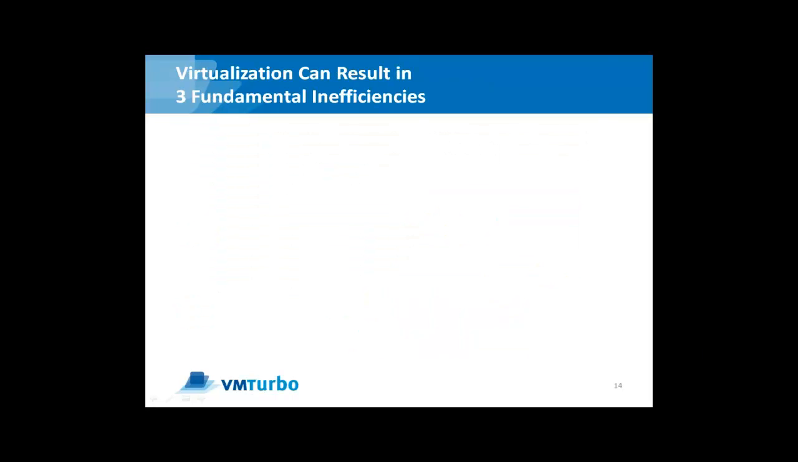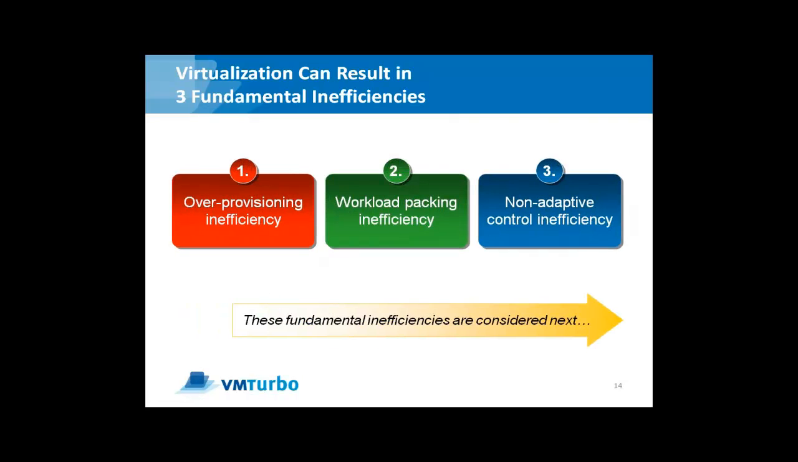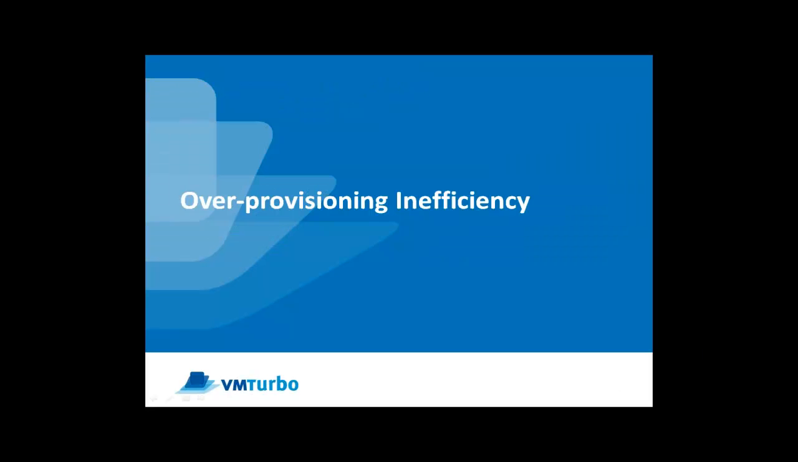So let's take a look at the three fundamental inefficiencies when virtualizing mission-critical apps, and talk about each one and how to deal with each. One is the over-provisioning inefficiency. Second is inefficiently packing the workloads on the servers, the physical machines. And third is non-adaptive control inefficiency. So let's consider them and ways to deal with these.